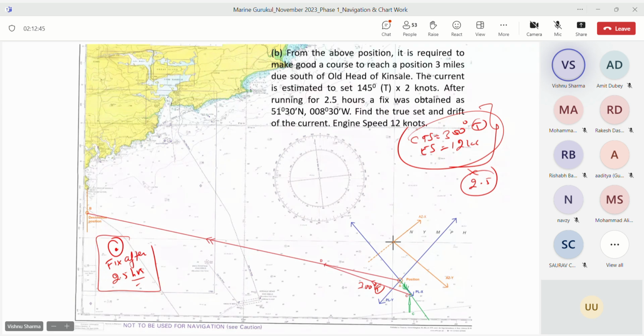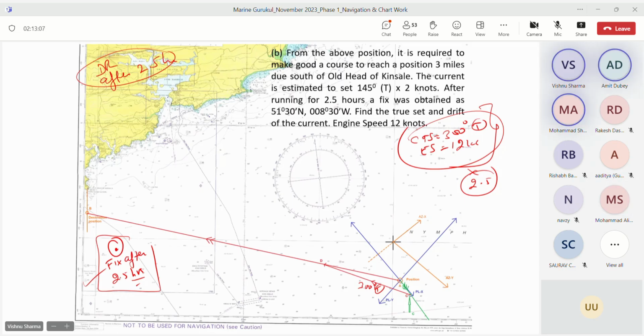And most of you will be able to answer if you don't surrender, if you apply common sense. Look at the plot carefully. Listen to my question carefully. I have a fix after 2.5 hours. If I get DR after 2.5 hours, will both be for the same time? Yes or no? Yes, sir.